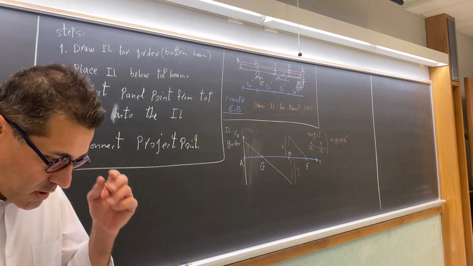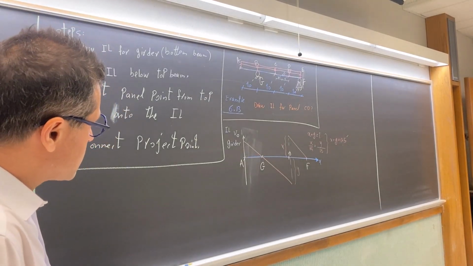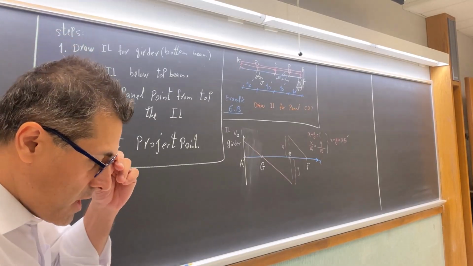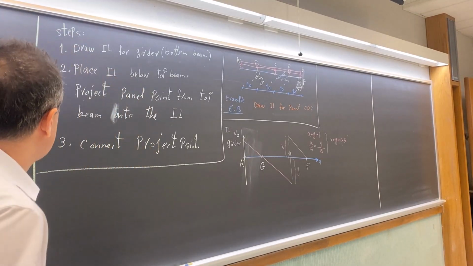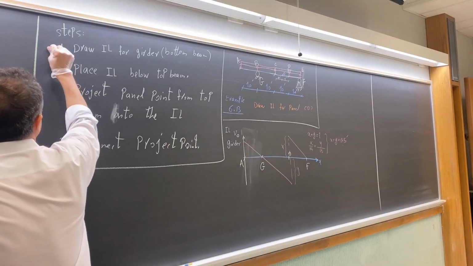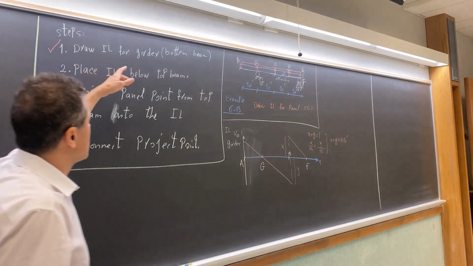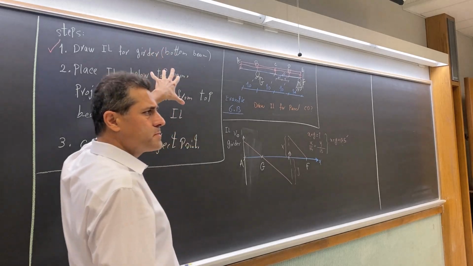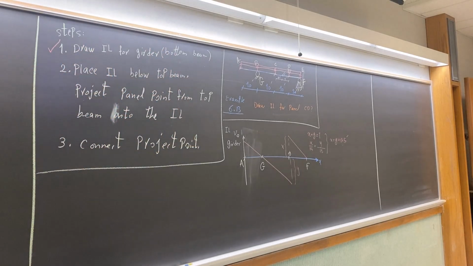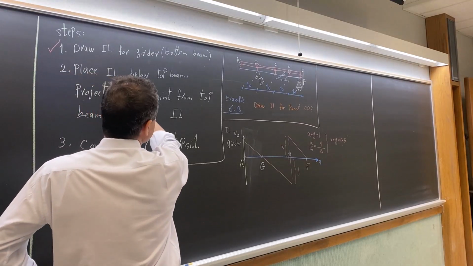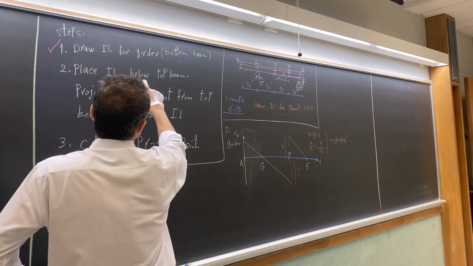Just take a note because I'm going to draw the second part. So we are done with the first step. Any question? We drew the influence line for the bottom beam, which is a girder. You can include these steps on your crib sheet if you forget. It's fine. Second step. Now, place this influence line below the top beam.